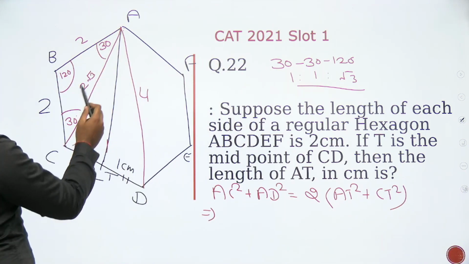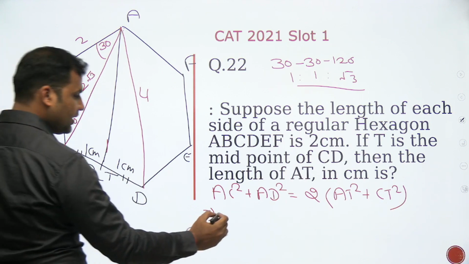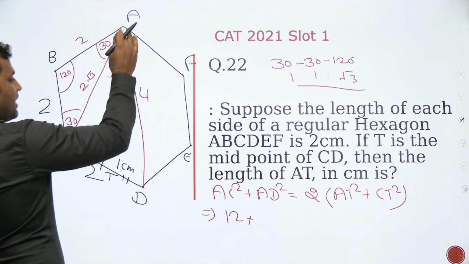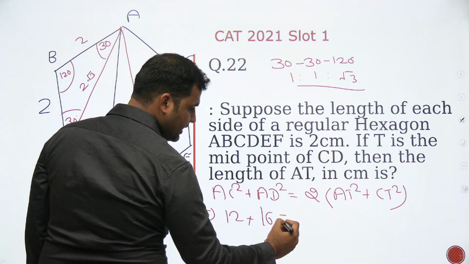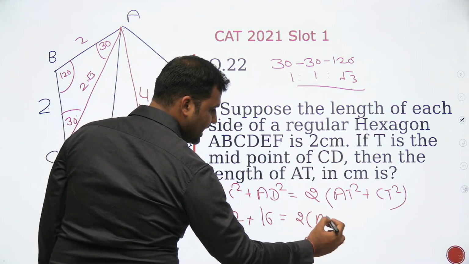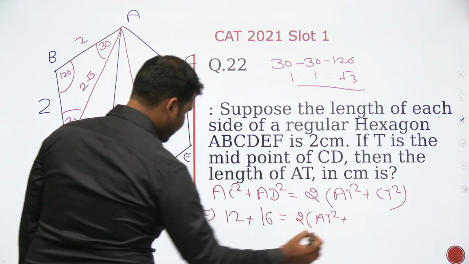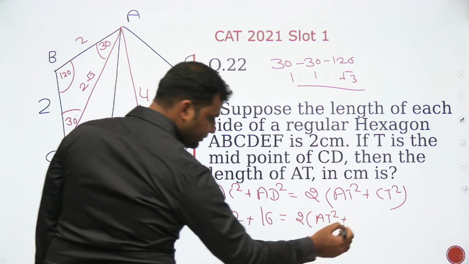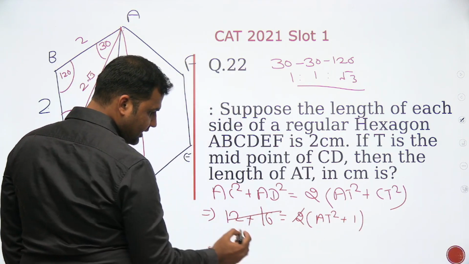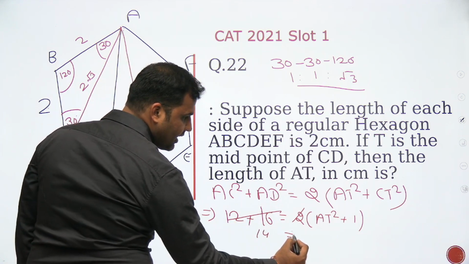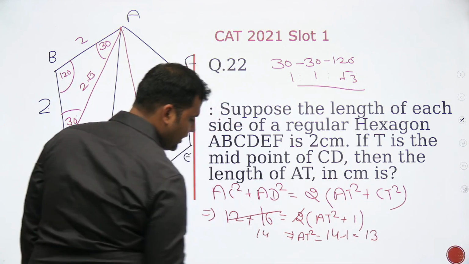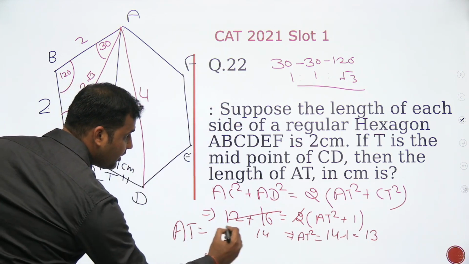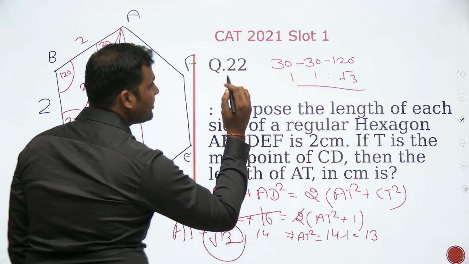Just put the values now and you'll get your answer. AC is 2 root 3. Square of 2 root 3 would be 12, plus AD is 4, 4 square would be 16, is equal to 2 times of AT square plus CT square. CT is 1. Now this will cancel this on 14. So I'll get AT square is equal to 14 minus 1, that is 13. So the length of AT will be root 13, guys. Root 13 will be the correct answer to the question.